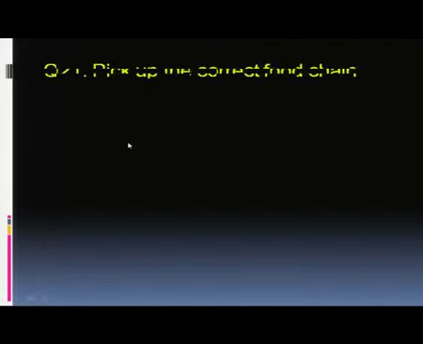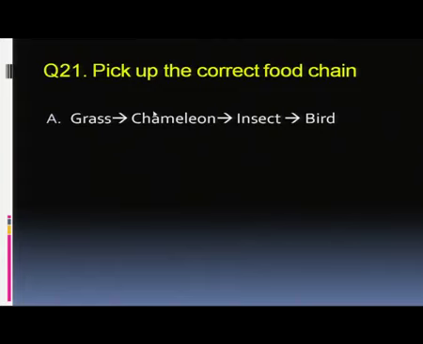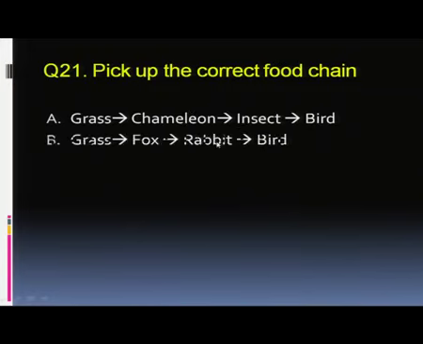Moving on to the next question, question number 21. Here you have to pick up the correct food chain. You must remember here that a food chain comprises of producer followed by a primary consumer, secondary consumer and then the tertiary consumer. So, the first option is grass, chameleon, insect followed by bird. But we know that there is some error here. Insect should be eating grass followed by chameleon. B option, grass is eaten by fox, fox is eaten by rabbit and then bird. Again there is some error here because there should be rabbit and then fox.